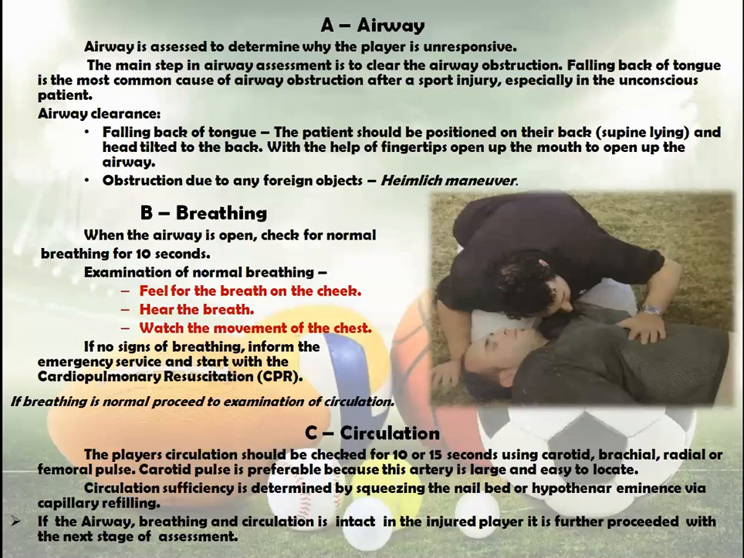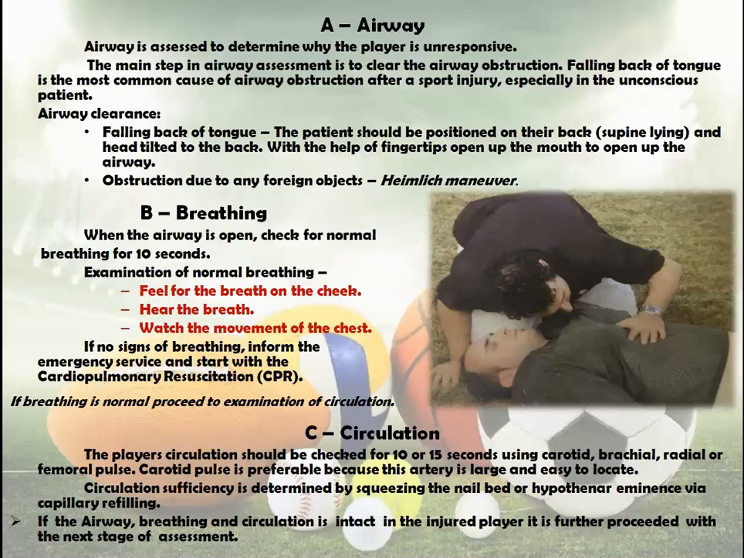C. Circulation is the last element of the DRABC procedure. The player's circulation should be checked for 10 to 15 seconds. Circulation can be checked using the carotid pulse. Another method to examine circulation is by checking the capillary refilling. Capillary refilling is assessed by squeezing the nail bed or hypothenar eminence. Normally, capillary refilling should occur in 2 seconds. After assessing all the elements in the DRABC procedure, we can proceed to the next stage of assessment.